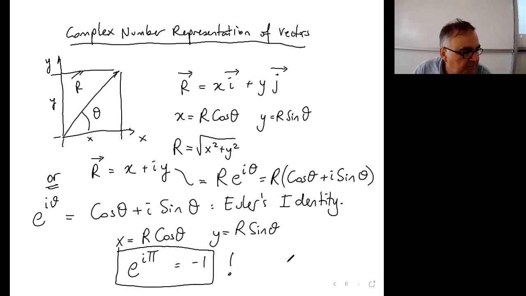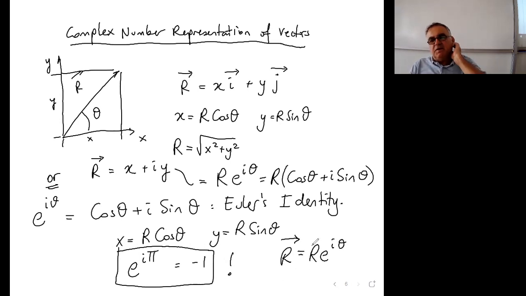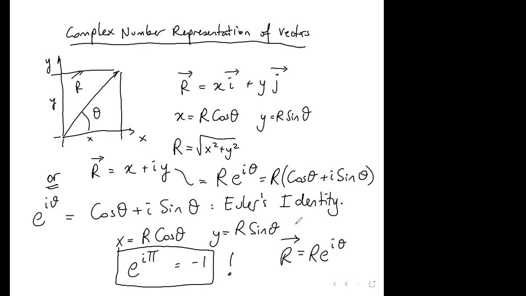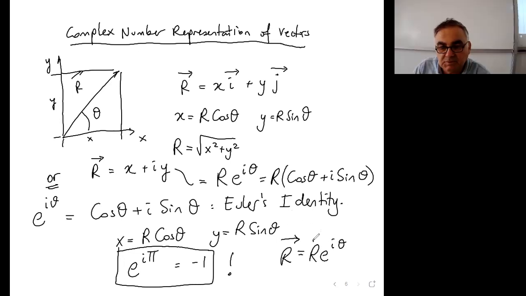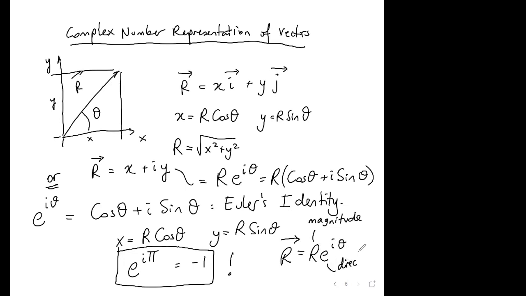So the r vector, therefore, can be written as r times e to the I theta. This is a vectorial representation of a two-dimensional vector in terms of its magnitude. This is its magnitude. And e to the I theta actually gives you the direction.